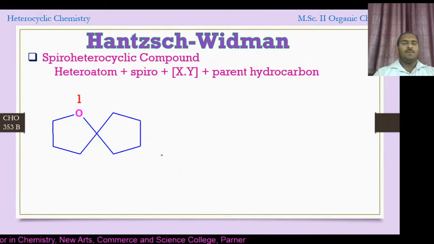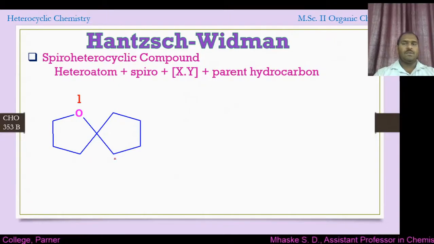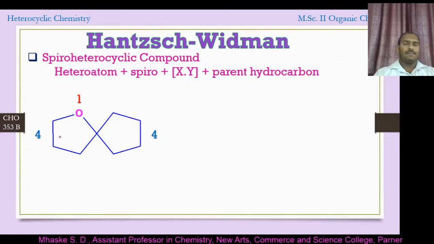Starting with the first, we have first, second, third, fourth, fifth, sixth, seven, eight, and nine. So in total there are 9 atoms, so the parent hydrocarbon is nonane. On this side we have 4 atoms in the cycle, and here we also have 4 atoms in the cycle, and oxygen is present at position one.